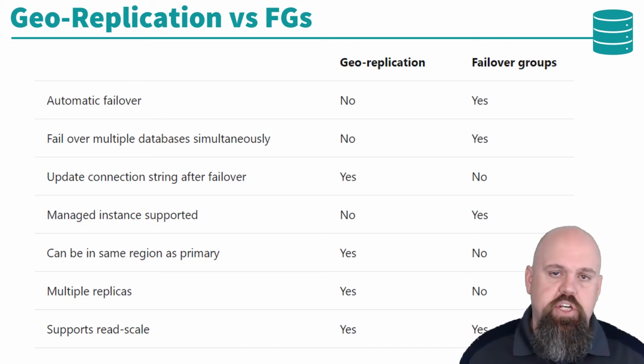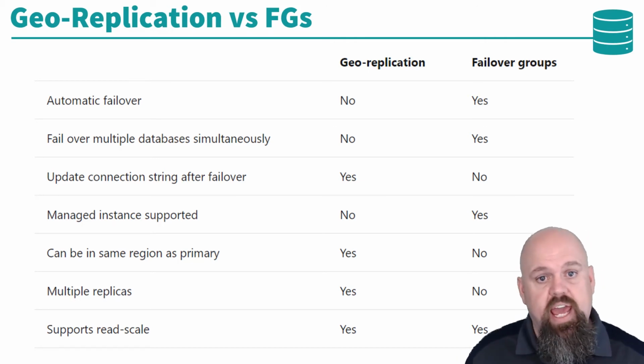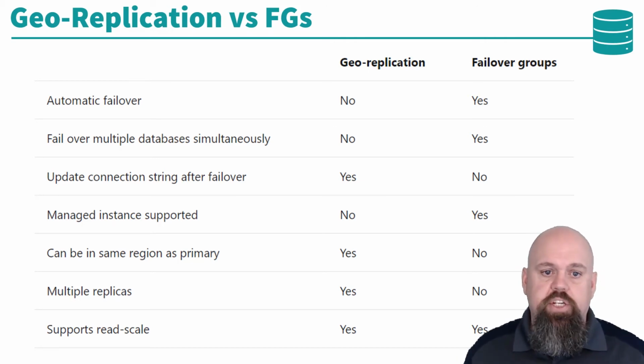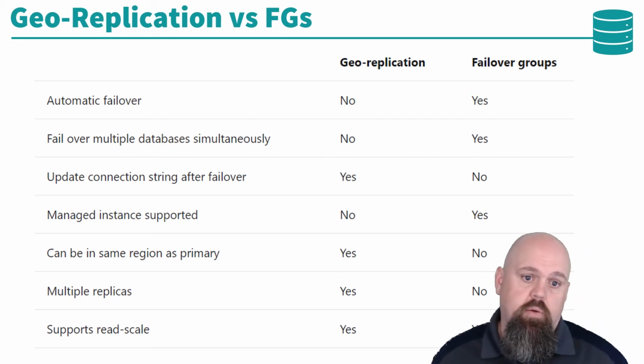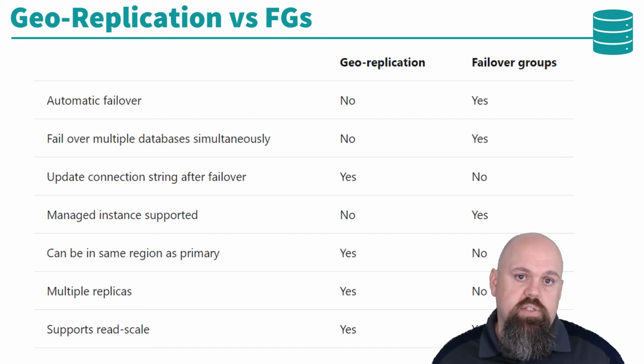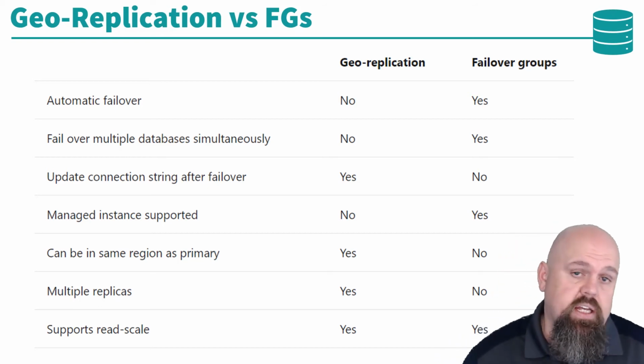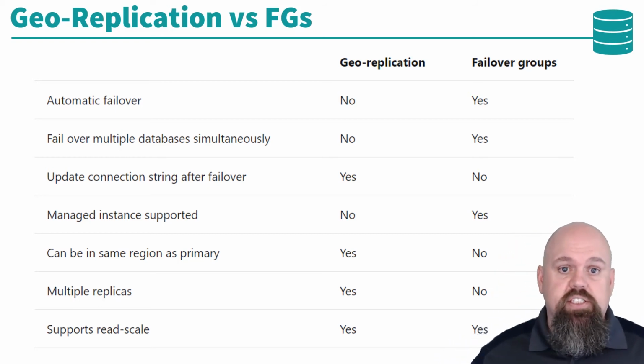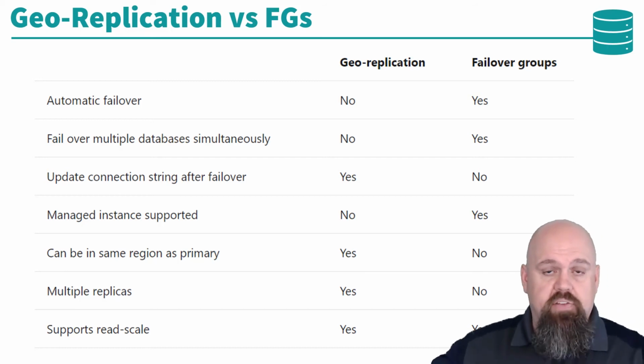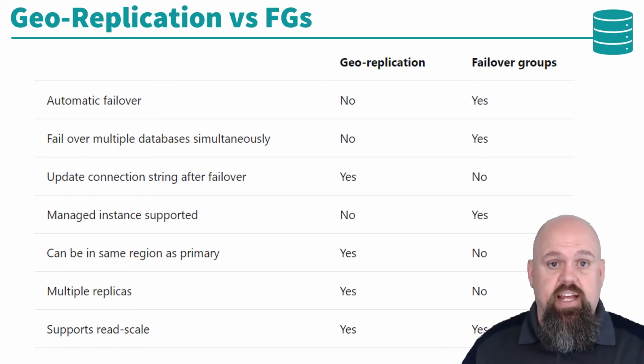You can't use Geo-Replication with managed instance, but you can with failover groups. Geo-Replication allows us to have a replica copy within the same region as the primary, whereas failover groups force you to go outside of the region. So again, thinking about different regions, failover groups is my recommended path to making sure that your data is in a different region.